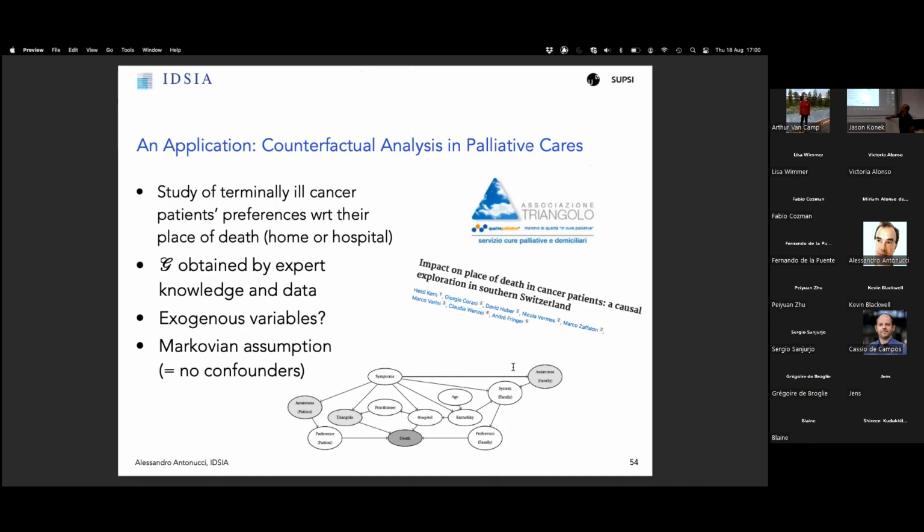This is a kind of causal graph we derived together with experts. This is related to palliative care for cancer, oncological patients. There is this association in Switzerland, very close to our institute. We derived this causal model. There are many factors, and basically the purpose of this study was to determine the preference of a patient, these are terminally ill patients, with respect to the place of death, which can be home or can be hospital. And there are a number of factors.